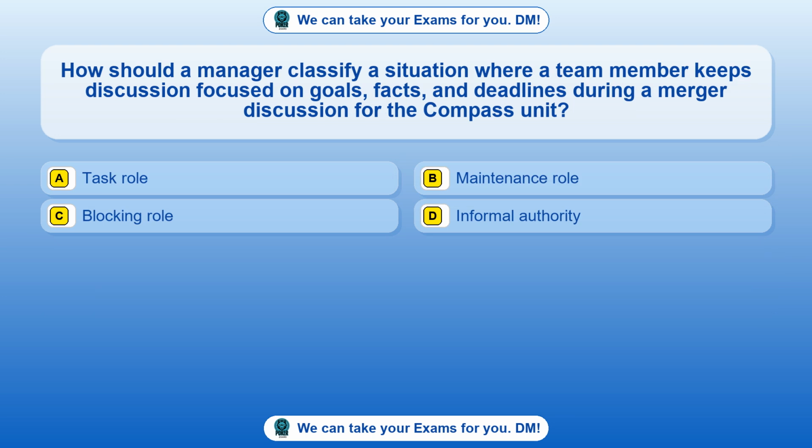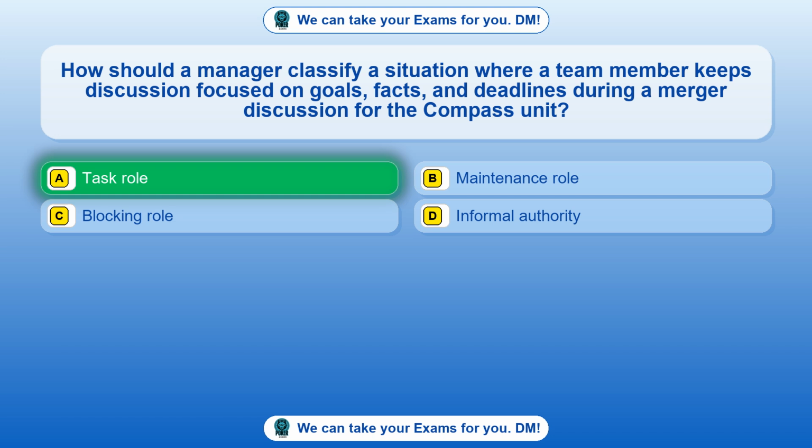Question 88. How should a manager classify a situation where a team member keeps discussion focused on goals, facts, and deadlines during a merger discussion for the Compass unit? Option A, task role. Option B, maintenance role. Option C, blocking role. Option D, informal authority. The correct answer is option A, task role.